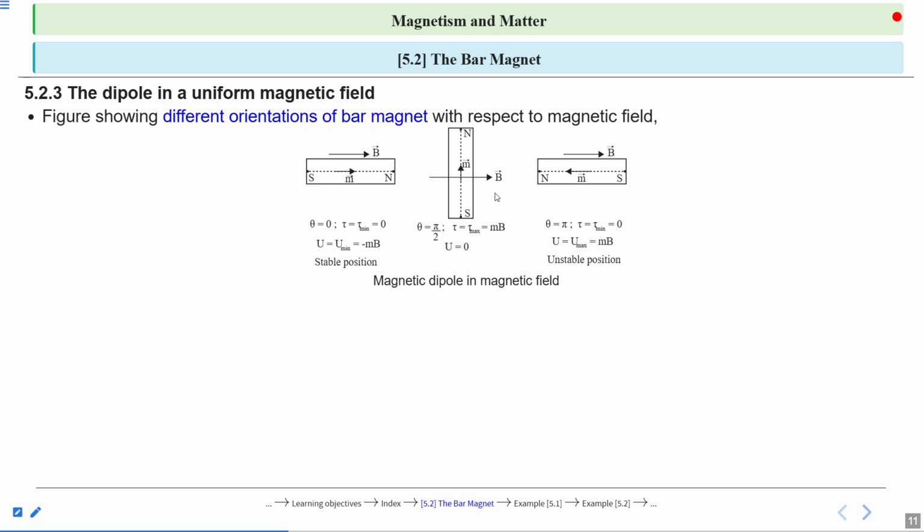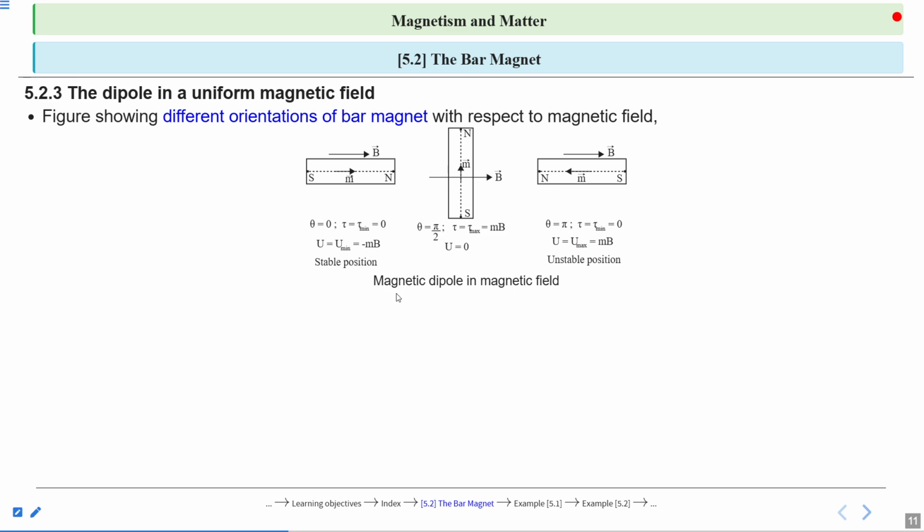So theta is 180 degrees, so cos 180 degrees is minus 1. The minus is already in the formula, so again minus 1 becomes positive mB, which is the maximum potential energy. So this is also an equilibrium position, but what equilibrium? Unstable equilibrium. Got it? So at theta equal to 180 degrees, there will be unstable equilibrium, potential energy will be maximum, and torque will be minimum.